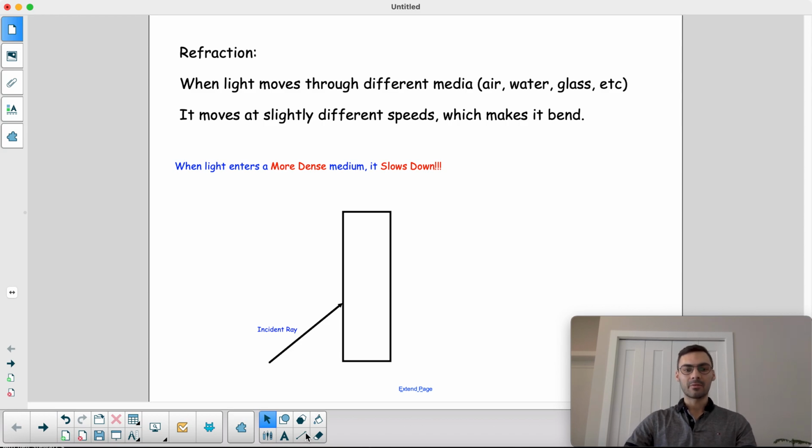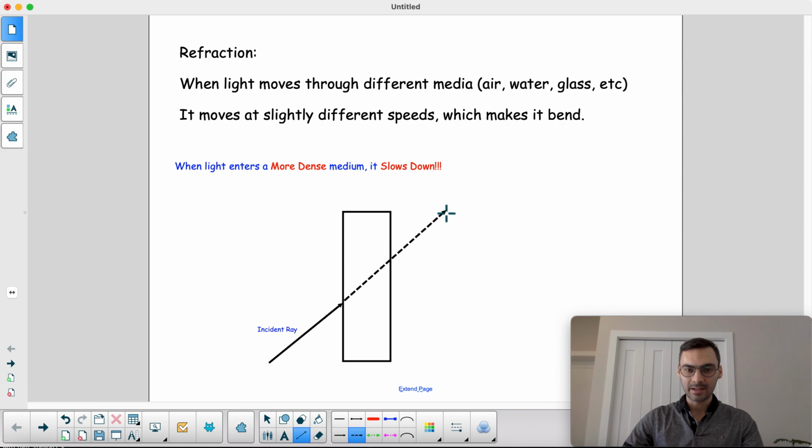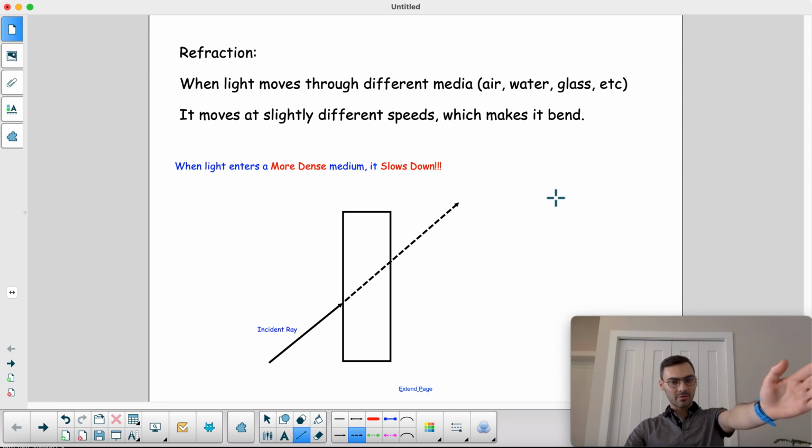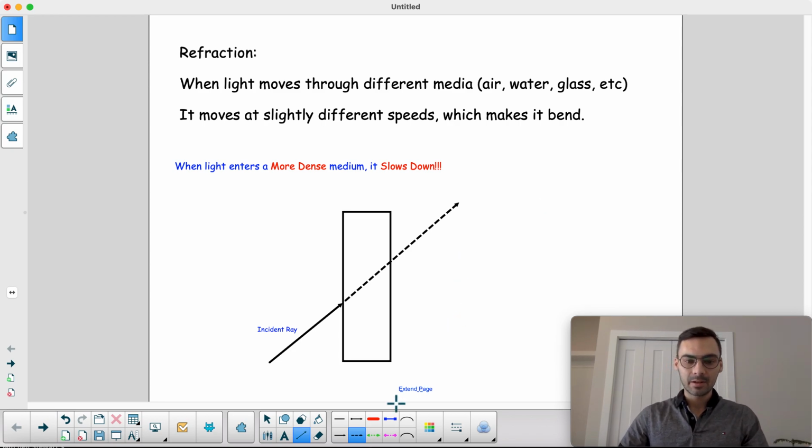Now let's take a look at what it would look like if these were the same density. So if it was not going to bend at all, you can just imagine that the light would travel right in the same direction that it was going, and it would keep on that path. But from what we've been saying so far, we know that's probably not the case.